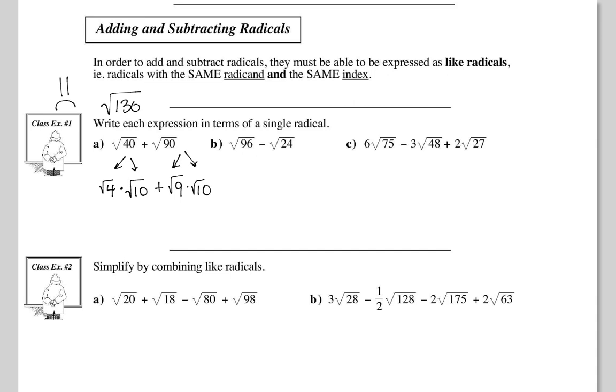Now root 4 becomes just 2 because it's perfect. And root 9 becomes 3 because it's perfect. And now you have 2 root 10s plus 3 root 10s all together makes 5 root 10s. So this is the final answer here. 5 root 10s. And that'll be in the written response. That style, for sure, absolutely. That's on the test. Just different numbers.